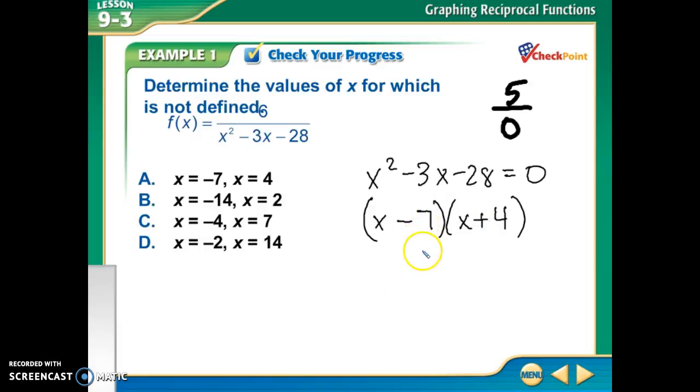Then I can go from here to solve, setting them equal to 0. So x minus 7 equals 0, x plus 4 equals 0. Add the 7 over, so x equals 7. Subtract the 4, x equals negative 4. So when x equals 7 and when x equals negative 4, if I plug those x values in, I get a 0 for my denominator, so it makes it undefined. Then if I look at my answer choices, that one's going to be C. So undefined means you're trying to divide by 0, which we don't want to do.